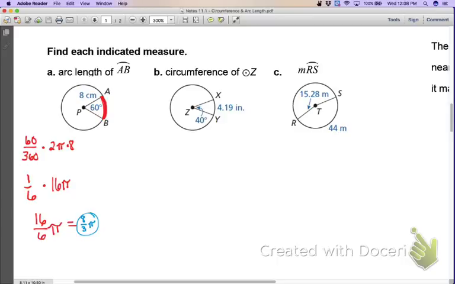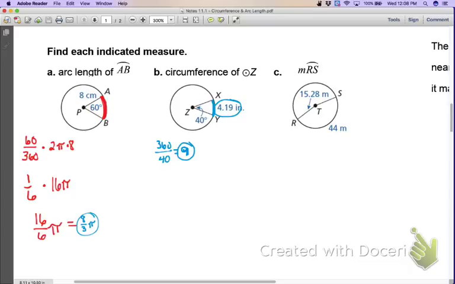9, right? So how do we get 9? What do we do? There's 360 degrees of a circle. This section, okay, we kind of worked backwards. So there are 9 40-degree sections. So that means there are 9 lengths that are 4.19 inches. So what am I going to do with the 9 and the 4.19?